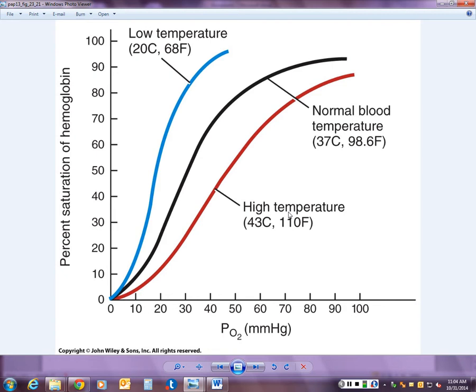So keep in mind definitely the four chemical influences: PO2, PCO2, heat, and also the amount of acid. Remember how each will influence that affinity, and also keep in mind that concept there of reversible binding.